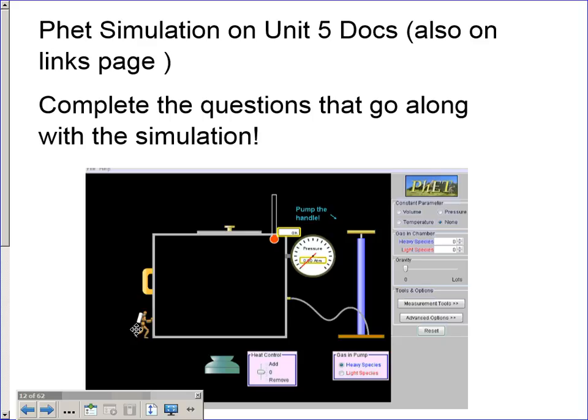I would definitely recommend sitting with a friend so that you can see the simulation on one screen and look at the other worksheet on the other screen. I think that's pretty helpful.